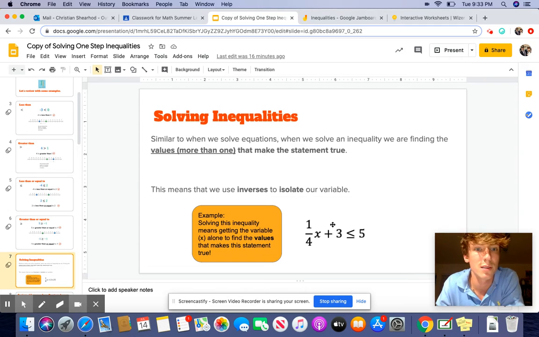Solving inequalities. Similar to when we solve equations, when we solve an inequality, we are finding values that make the statement true. The only difference being in an inequality is we have many different answers, okay? It could be a lot of different things.